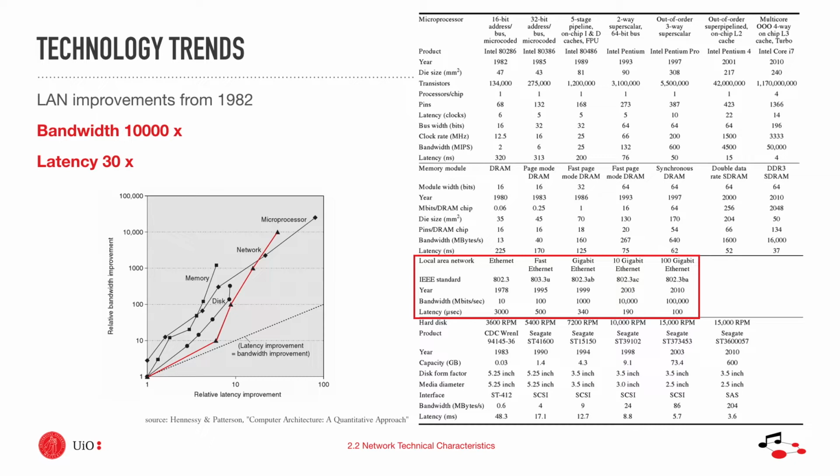As you can see from the diagram on the left and the table on the right, the latency did not improve as much as the bandwidth. We had 30 times improvement in terms of latency, so things get 30 times faster, while in the same period of time, the bandwidth improved by 10,000 times.